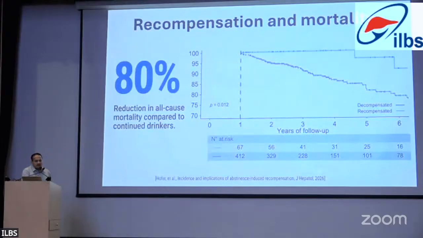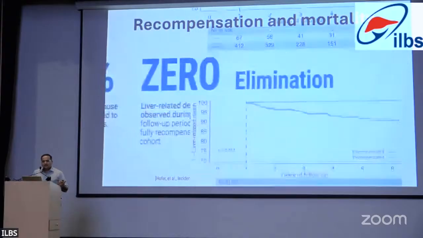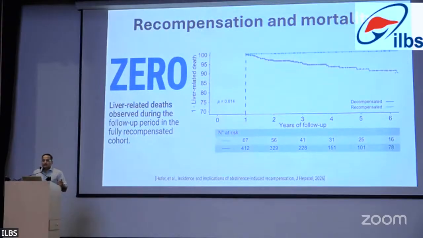So coming to what is the effect of recompensation on mortality? There is a total 80% reduction in all-cause mortality compared to those who continue to take alcohol, and additionally, there are zero liver-related deaths. Whatever mortality there is, is because of non-liver-related deaths. There were no liver-related deaths observed during this 5-year follow-up.